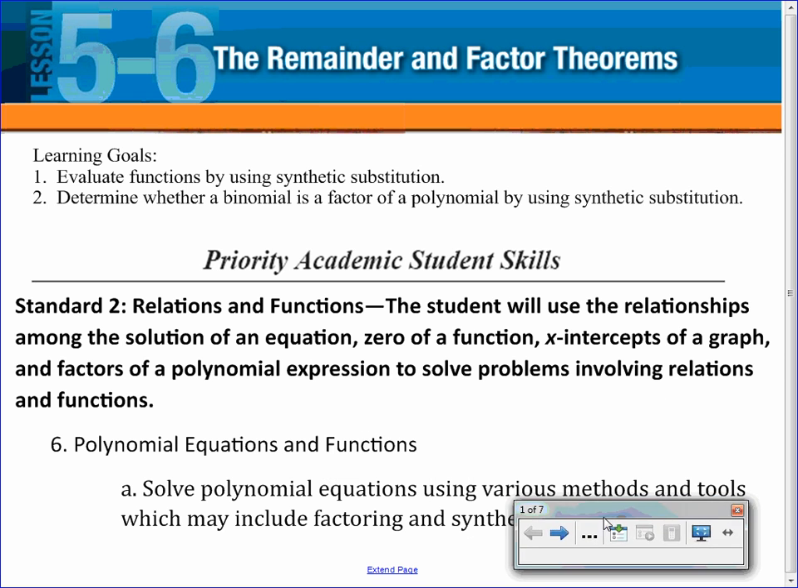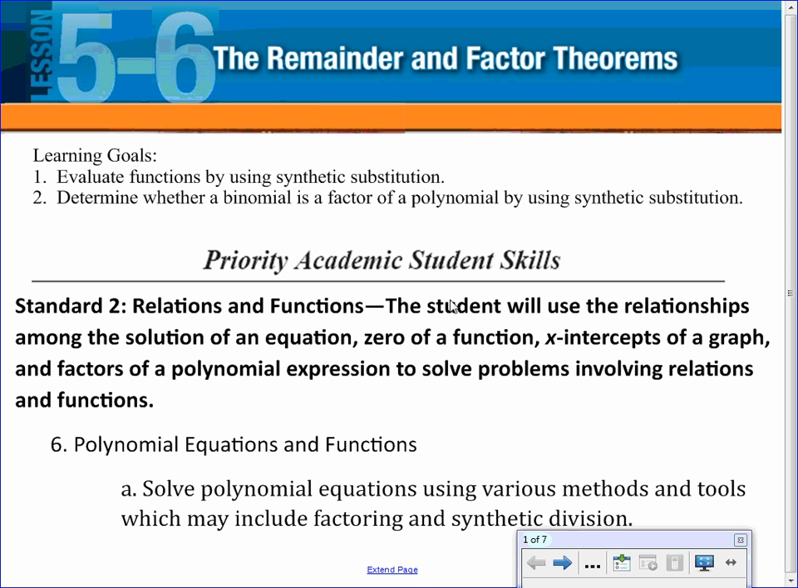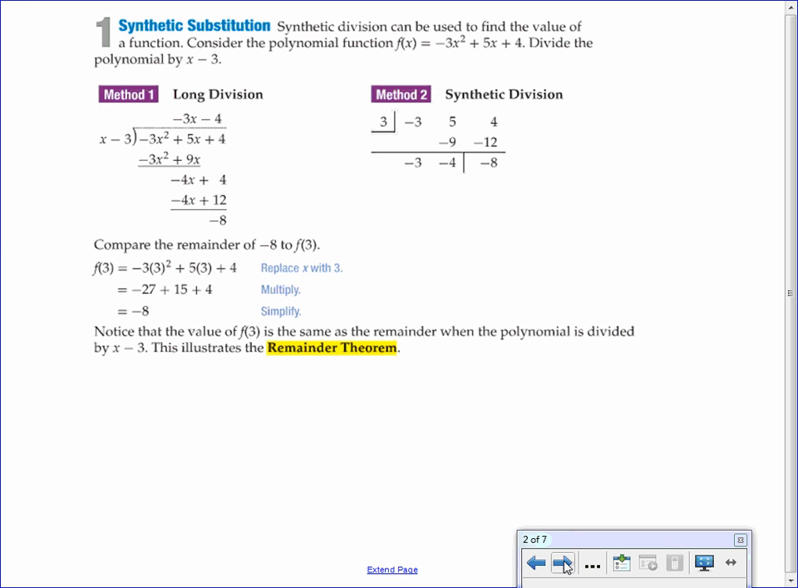Okay, today's lesson, lesson 5.6, is the remainder and the factor theorems. We're going to learn to evaluate functions by using synthetic substitution and determine whether a binomial is a factor of a polynomial using synthetic substitution. And what synthetic substitution is basically, let's say we've got f of x equals 3x squared plus 5x plus 4, and we want to divide it by x minus 3.